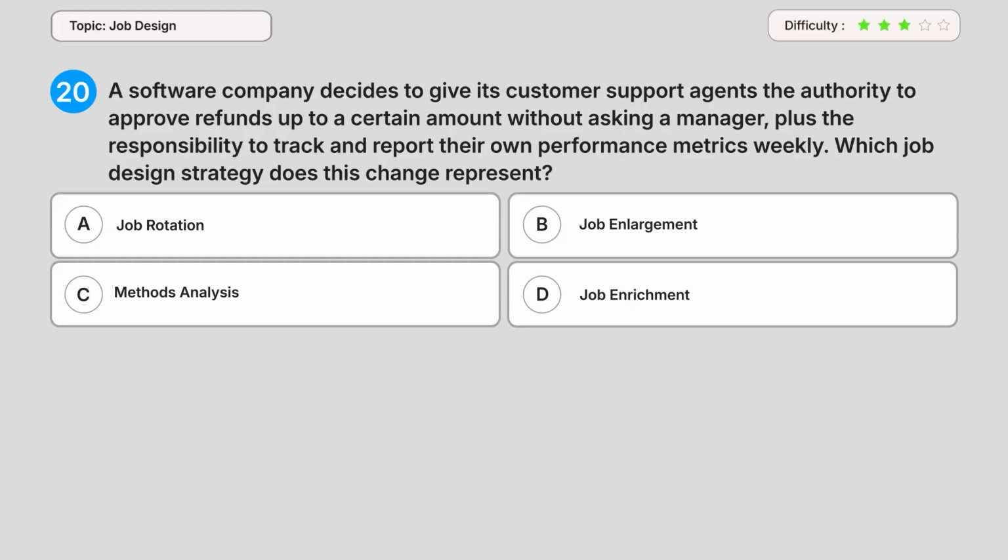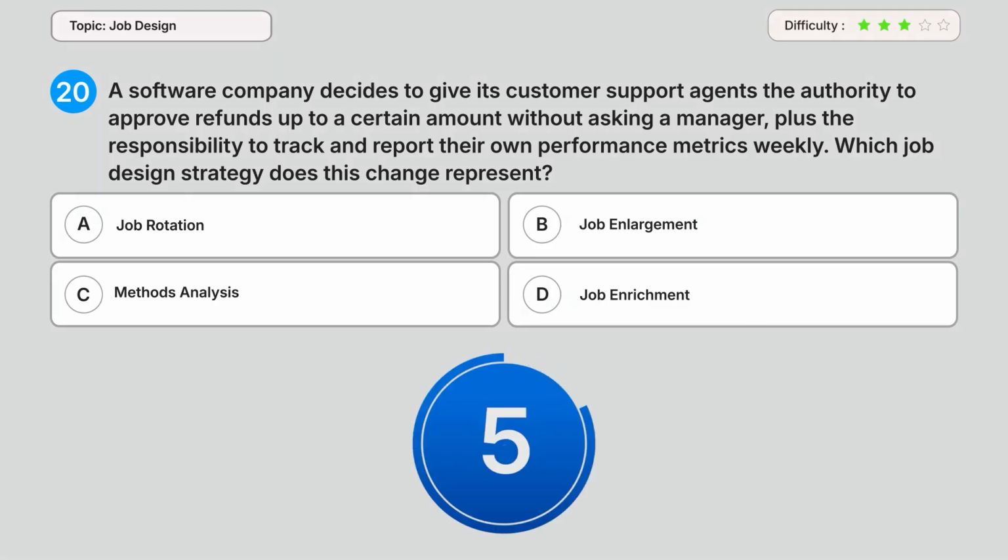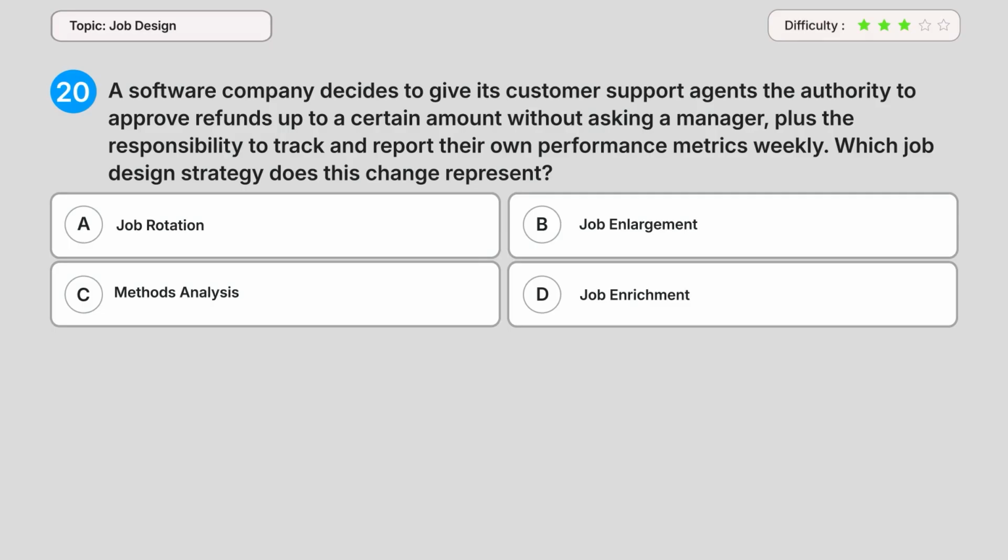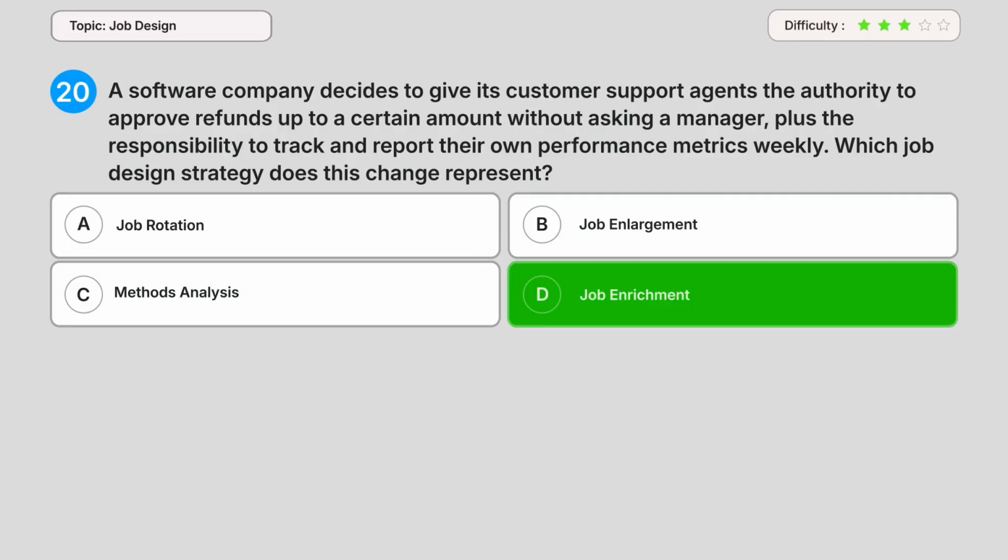A. Job rotation. B. Job enlargement. C. Methods analysis. D. Job enrichment. What do you think is the answer? Correct answer, D. Job enrichment.